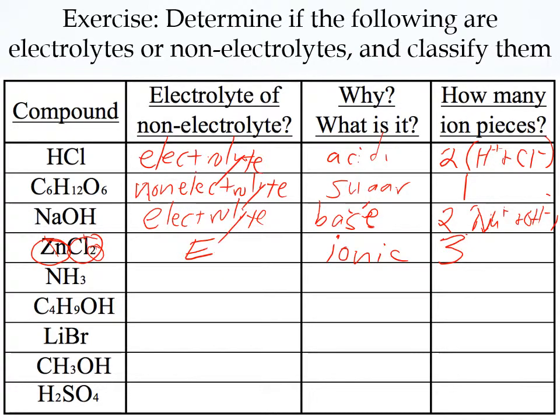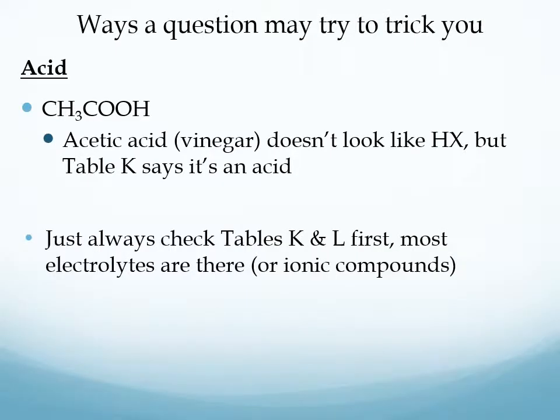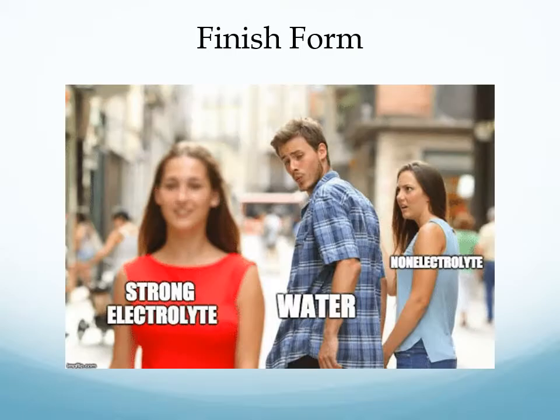So try the rest of these on your own, and we're almost done with this lesson. Sometimes you'll see a tricky example like this acid that doesn't look like an acid, since it doesn't start with an H. It is listed on table K though, so make sure you check tables K and L as a standard approach and you won't have any problems. Finish the form in your OneNotes, and next time we can finally find out why we put salt on sidewalks.